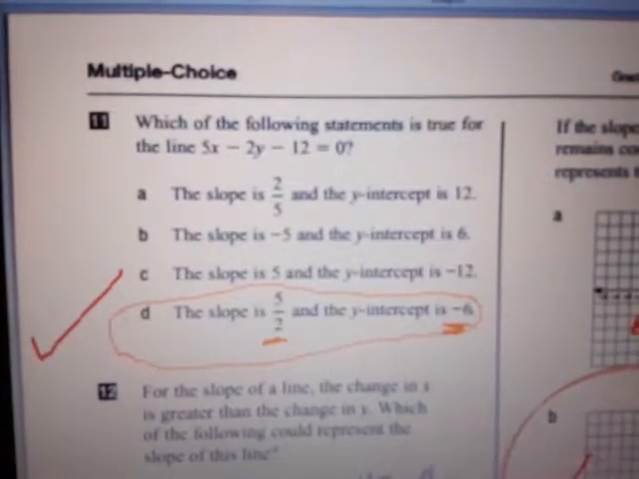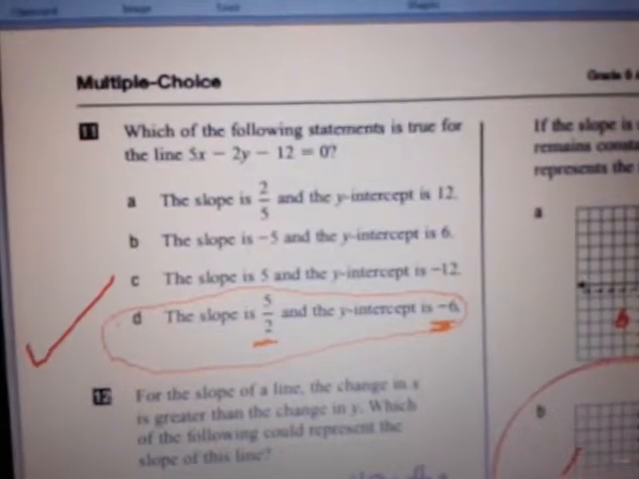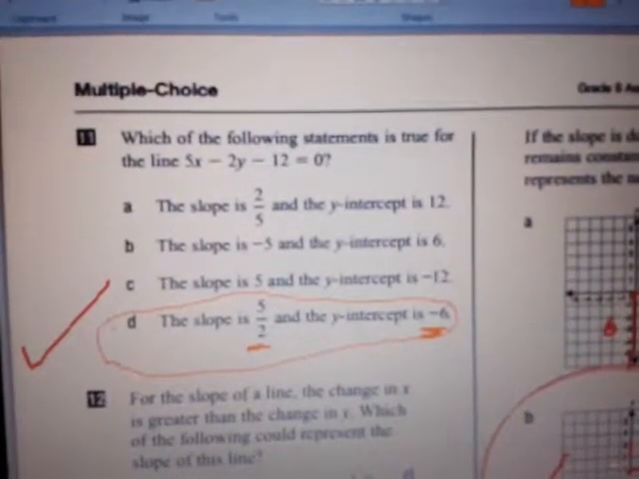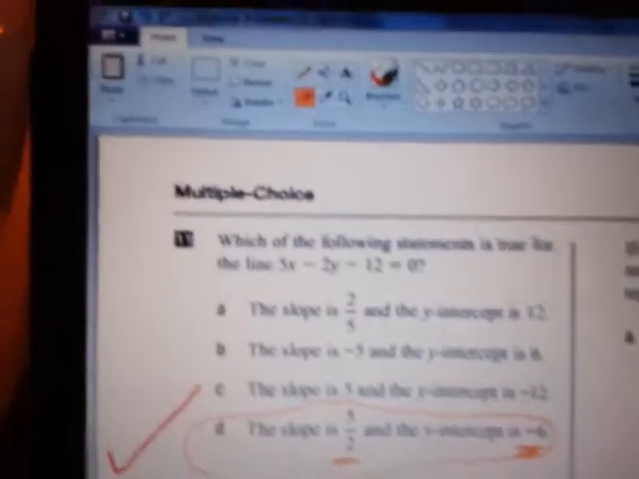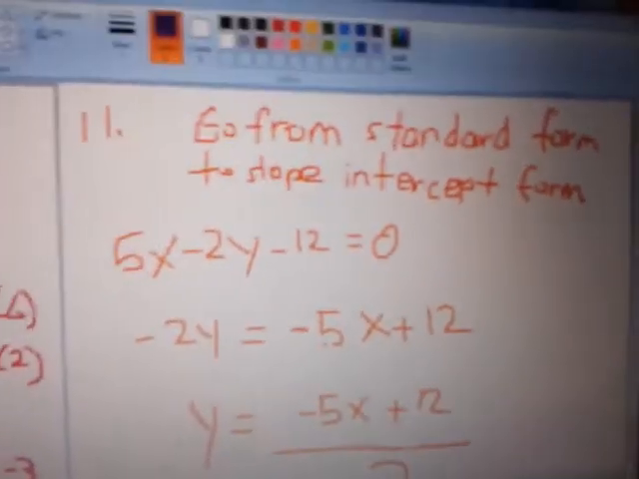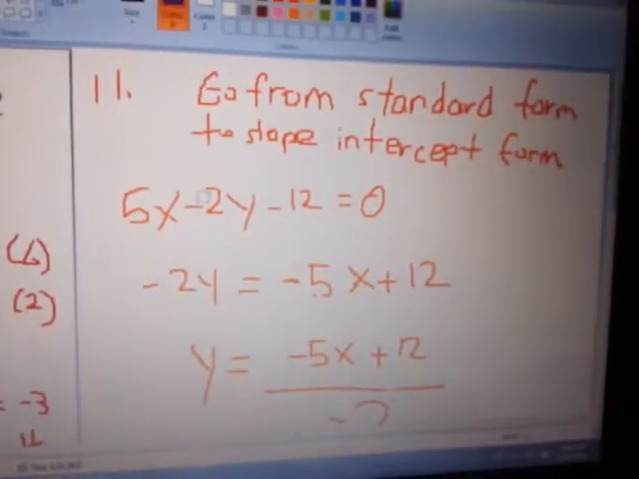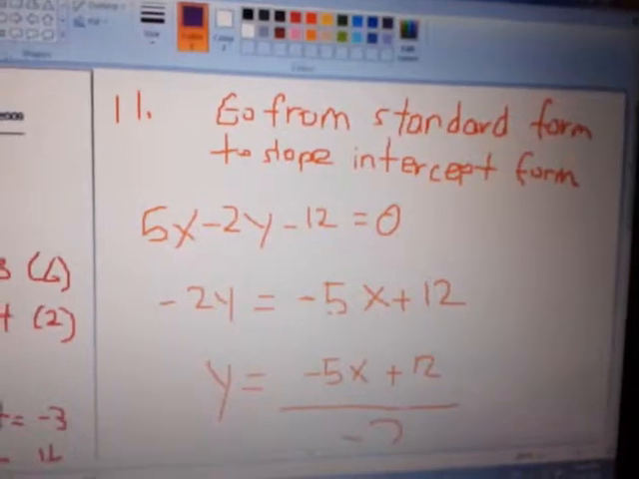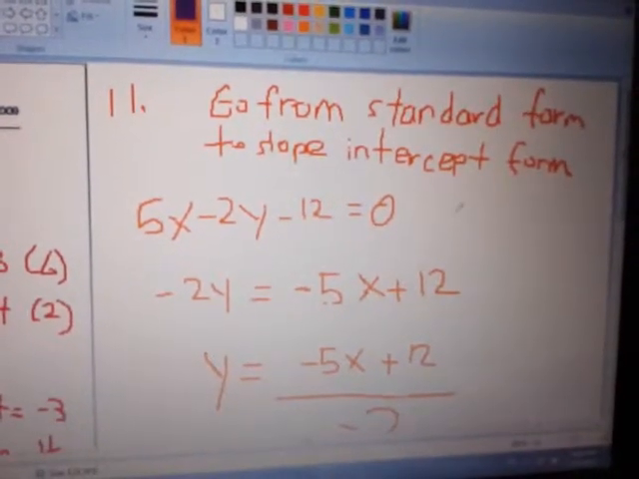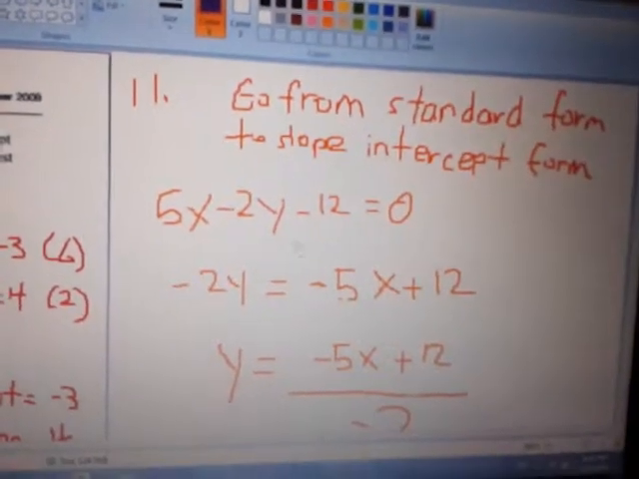So question 11 reads, which of the following statements is true for the line 5x minus 2y minus 12 equals 0? This is pretty easy, but you need to know how to change standard form to slope-intercept form, which is actually pretty simple once you get to know it. So 5x minus 2y minus 12 is equal to 0. Basically you need to isolate the y.